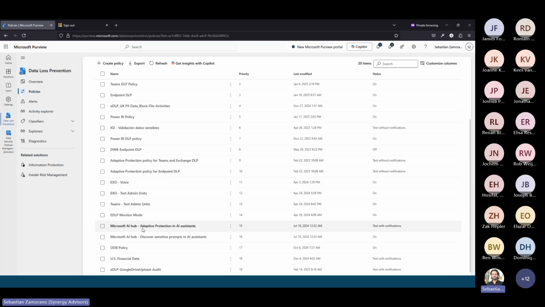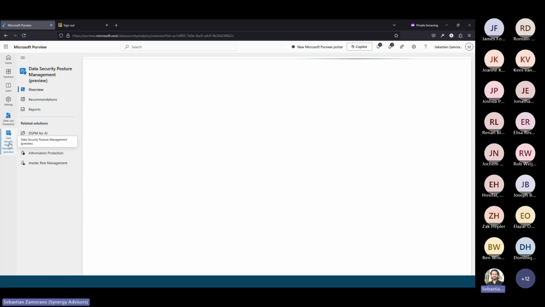Microsoft AI Hub. DSPM for AI was renamed last November. Previously it was called AI Hub. In that rename they made some additional improvements, and Copilot was added, but we will still see the name Microsoft AI Hub, which is the DSPM for AI. Any questions or comments up to this point?